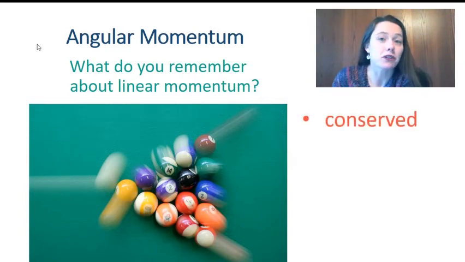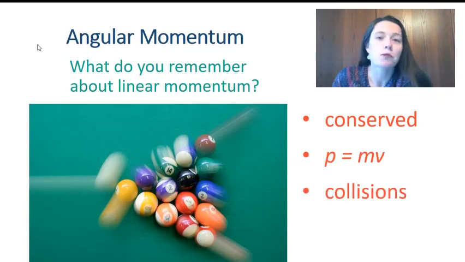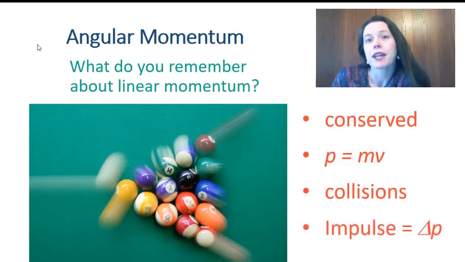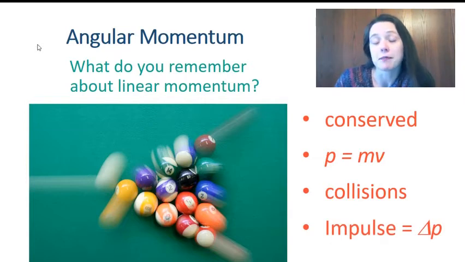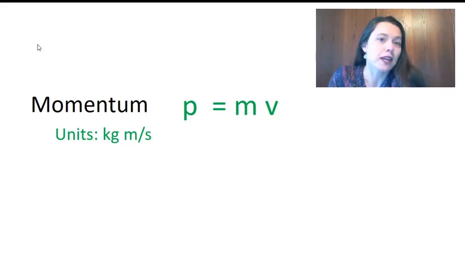Momentum is always conserved. The equation for momentum is mass times velocity. Momentum is super helpful whenever we're talking about a problem that involves collisions. And there's this idea of impulse, where a force can change the amount of momentum that something has. Let's start with the equation. The equation for linear momentum is mass times velocity, and its units are kilograms meters per second.